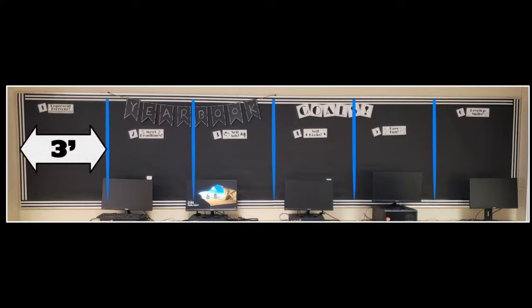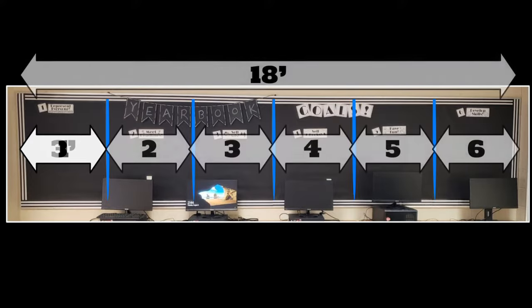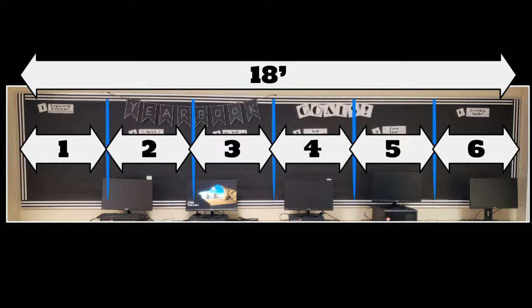To do this particular board, I measured how wide the paper was on the roll. In this case, it was 3 feet. Then I figured out how many sheets I would need to go across the whole board hanging vertically.